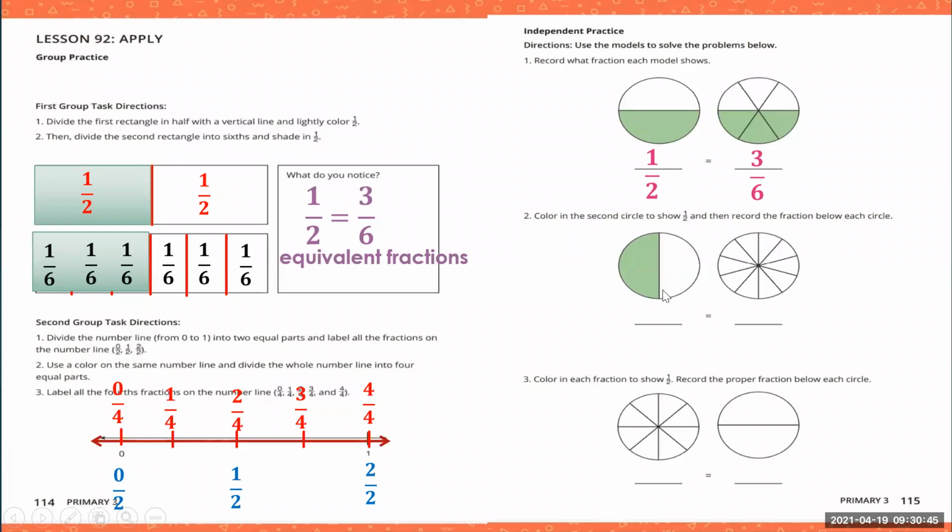Number 2, color the second circle to show half. The first circle divided into halves. The colored part, half. Here I divided this circle. Let's count together. 1, 2, 3, 4, 5, 6, 7, 8, 9, 10. This circle divided into 10 equal parts. So the half of 10 equals 5. Great. So 5 over 10. The half equals 5 over 10.